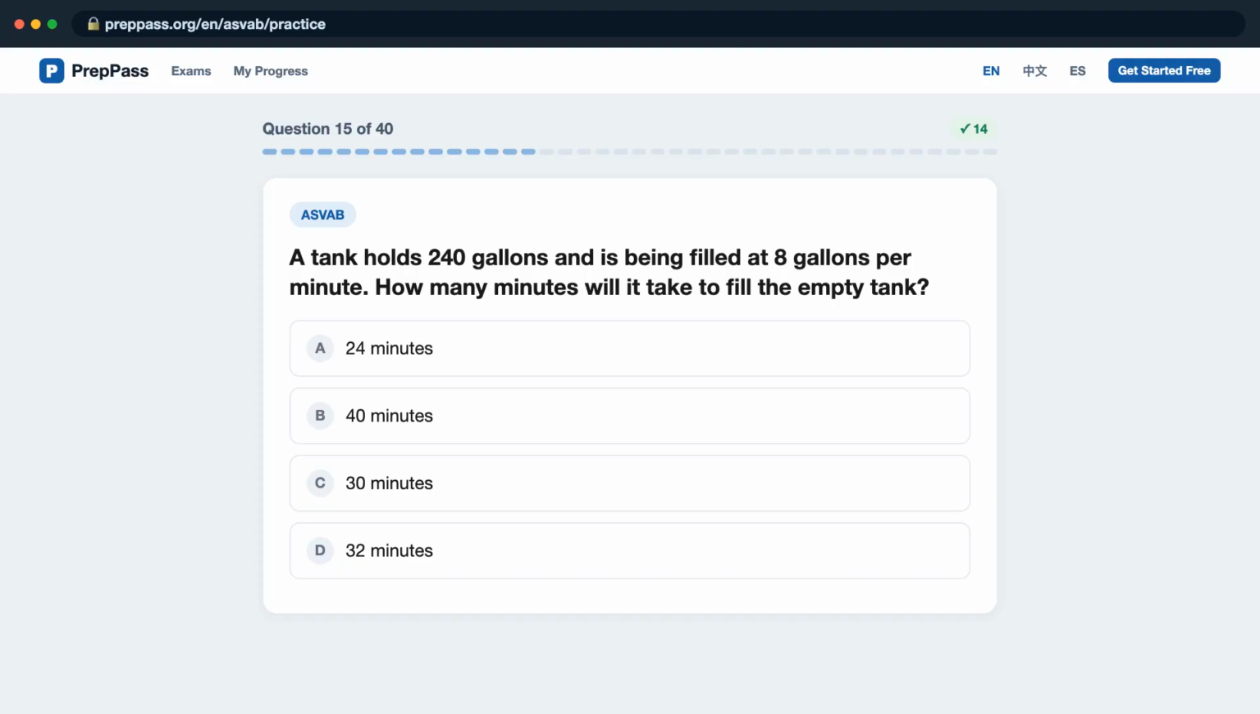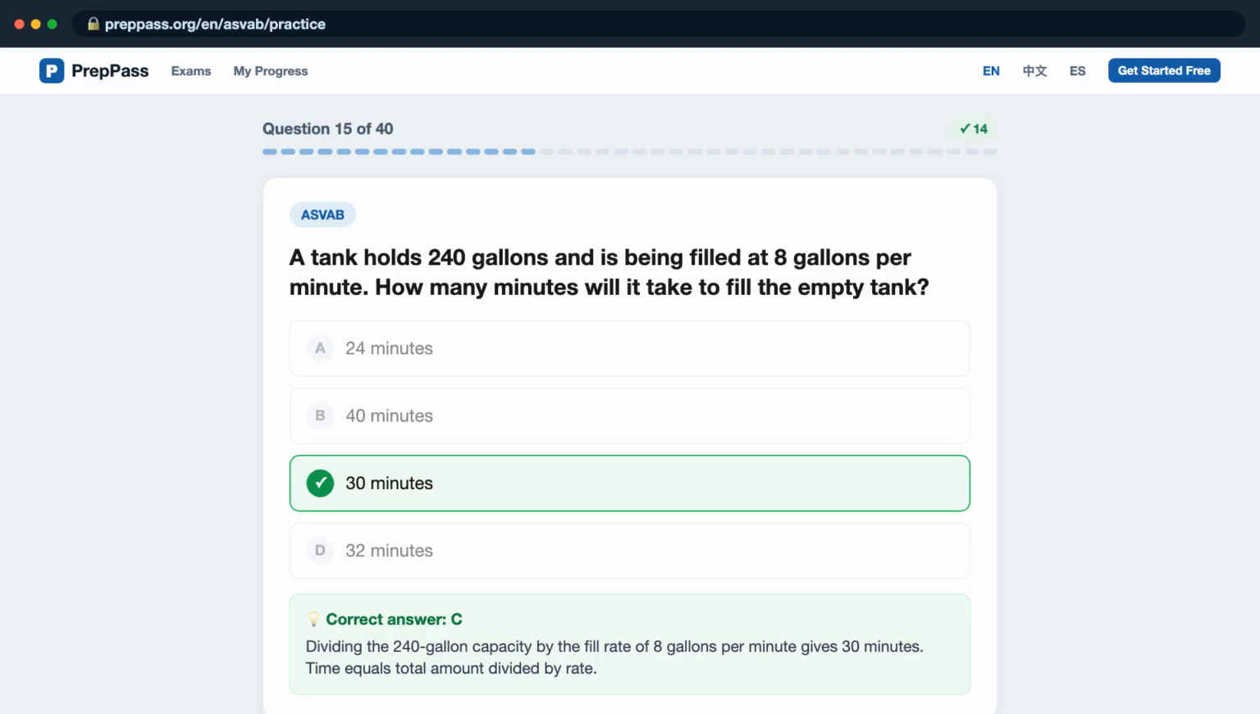Question 15. A tank holds 240 gallons and is being filled at 8 gallons per minute. How many minutes will it take to fill the empty tank? Is it A, 24 minutes? B, 40 minutes? C, 30 minutes? D, 32 minutes? The correct answer is C. Dividing the 240-gallon capacity by the fill rate of 8 gallons per minute gives 30 minutes. Time equals total amount divided by rate.